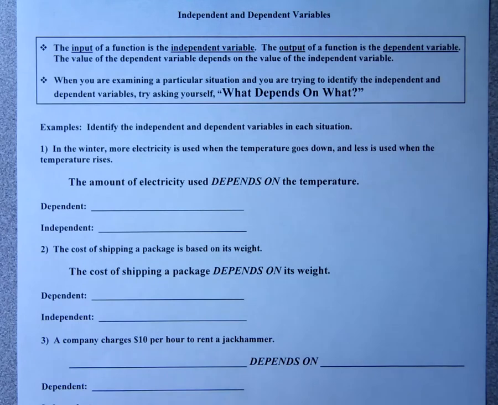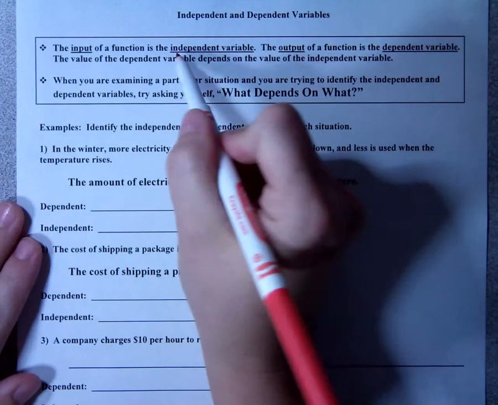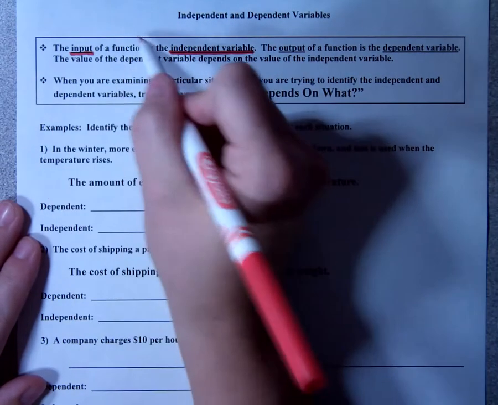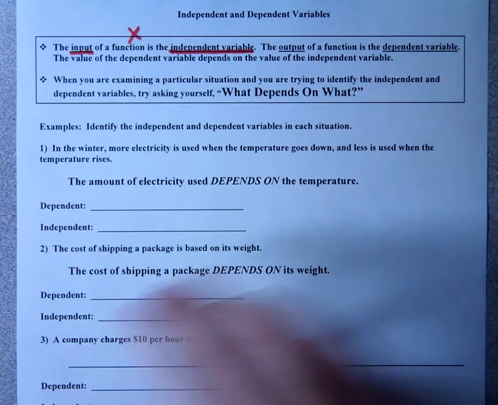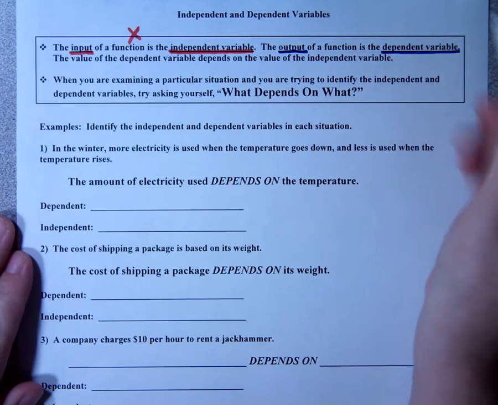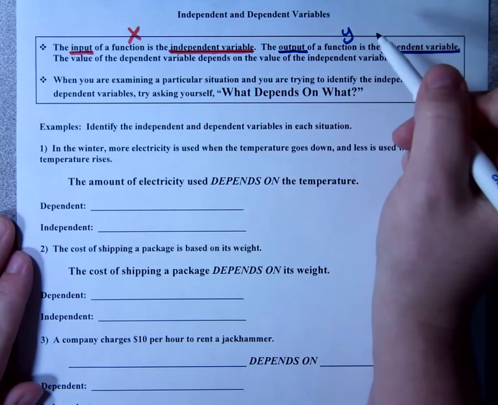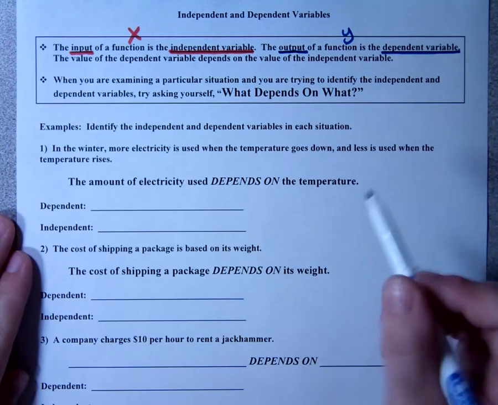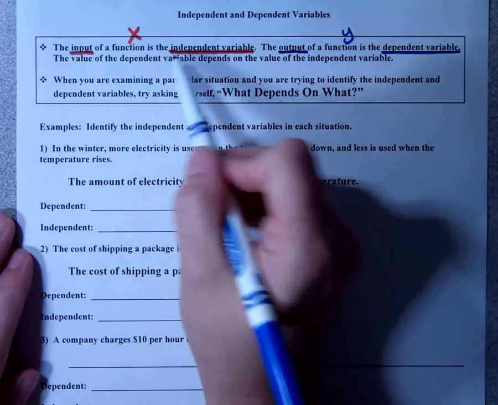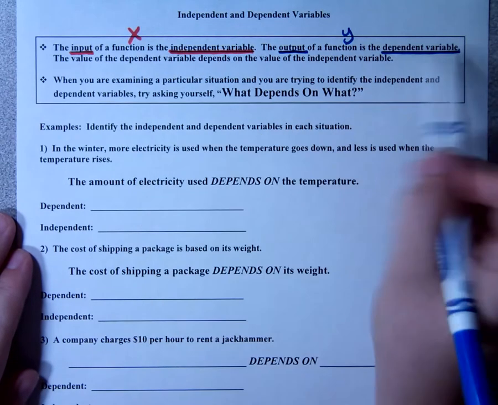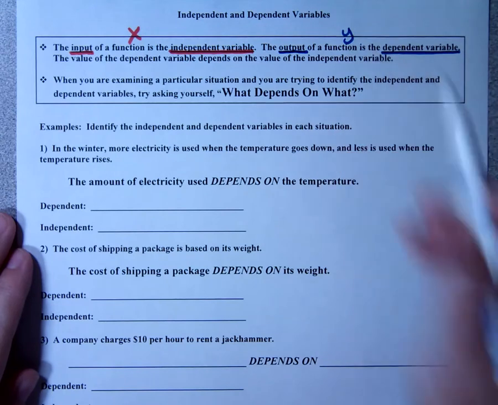Today we're going to talk about independent and dependent variables. The independent variable is also known as the input, which we call x. The output is also known as the dependent variable, which we call y. And I'll explain more later as we go along about input and output so you can see what I mean. For today, I need to make sure that you know independent is your x, dependent is your y.